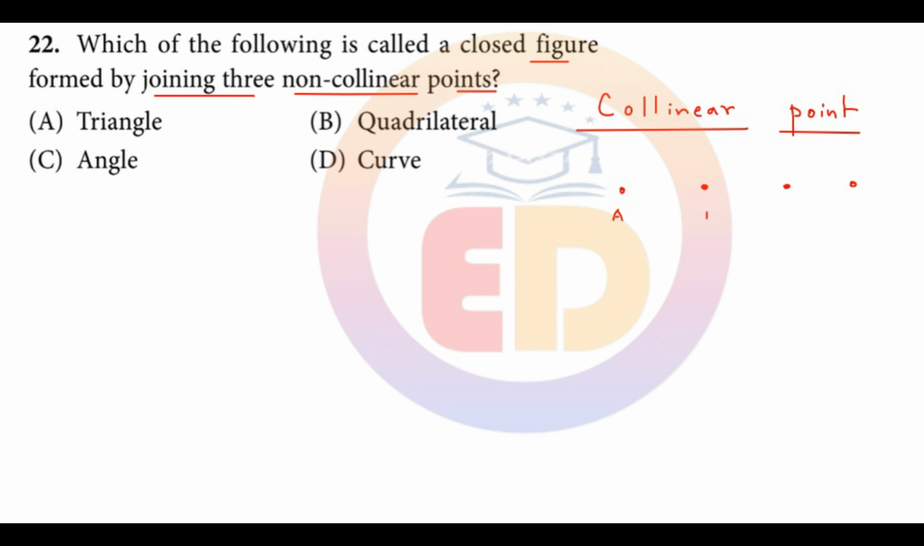Point A, B, C, D. When you connect them in a straight line, they will become collinear points. So the points which come in a straight line, 3 or more points. On the other hand, non-collinear points. Non-collinear points, the points which do not fall in the same line. For example, points like this.